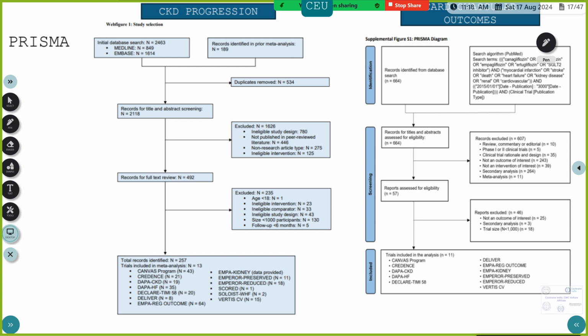They've looked at Medline and Embase. After removing duplicates, they've screened 2,118 trials, and full text reviews were 492. And ultimately the total records identified were 257, and the trials that were included were 13 trials in the CKD systematic review, while in the cardiovascular systematic review there were 11 trials. Except for the SOLOIST-HF trial, they've taken all the other 12 trials in this meta-analysis.